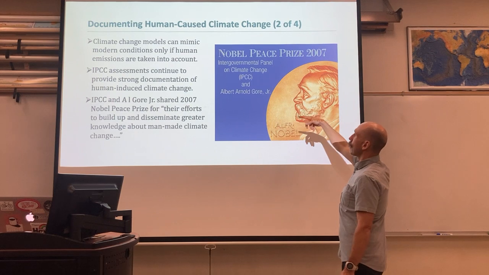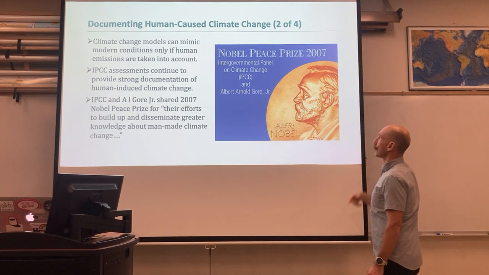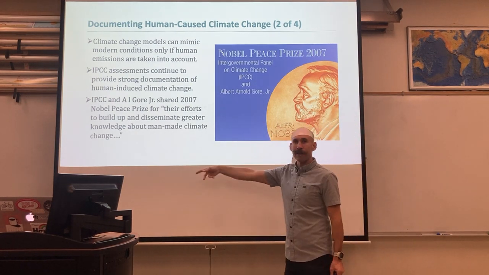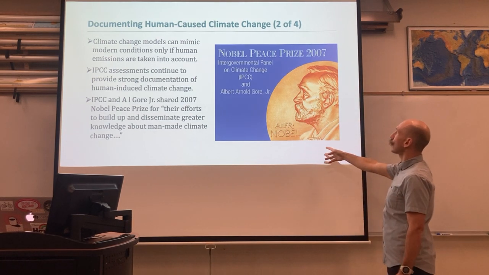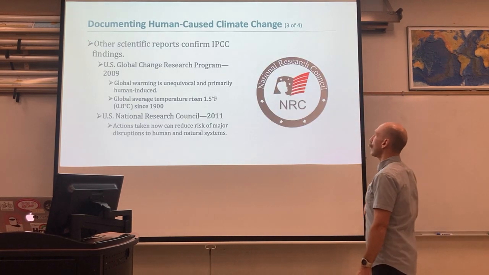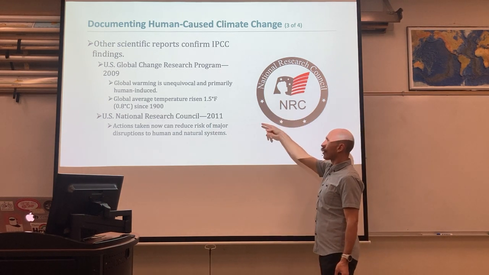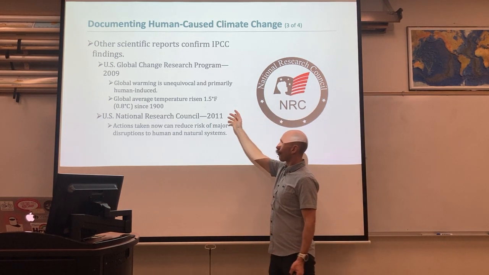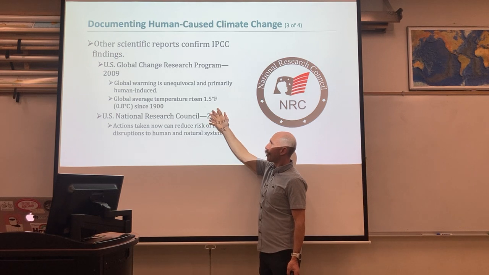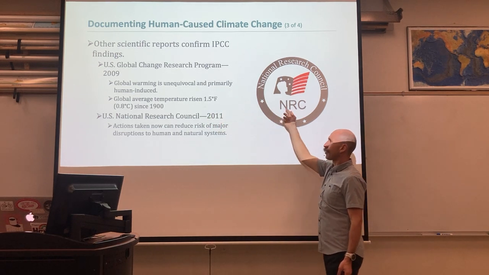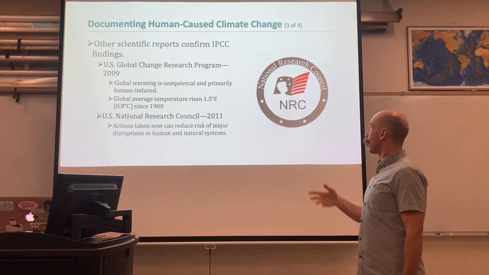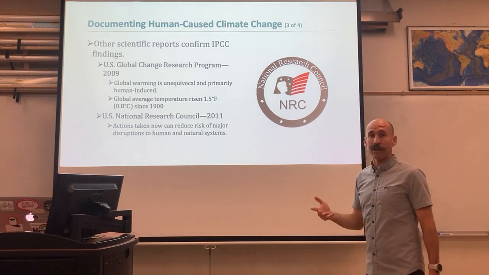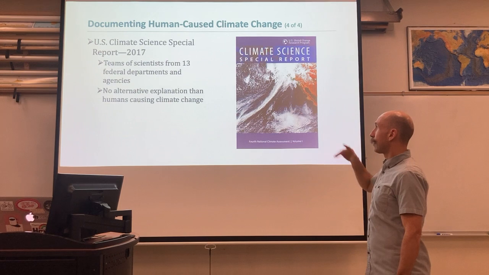The IPCC got the Nobel Peace Prize in 2007 with Al Gore for his movie An Inconvenient Truth. Check it out. Good things are happening. They're not the only organizations. There's also the National Research Council, looking at how we can reduce the risk of major disruptions to human and natural systems from global climate change. So there's major organizations out there who are doing really big things, and it's very important.